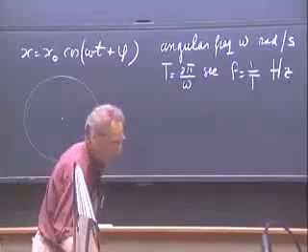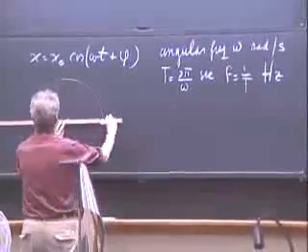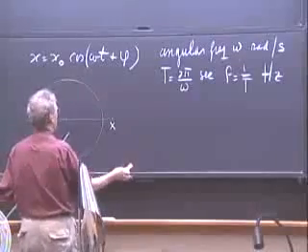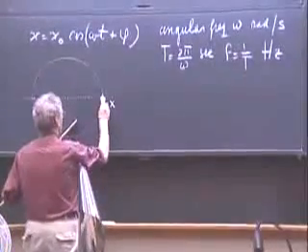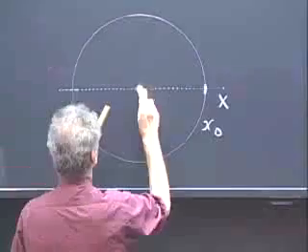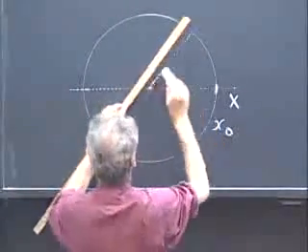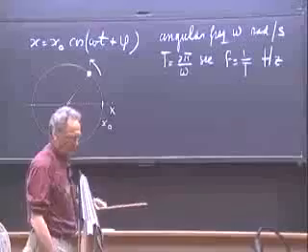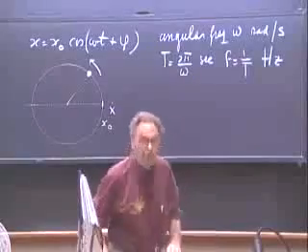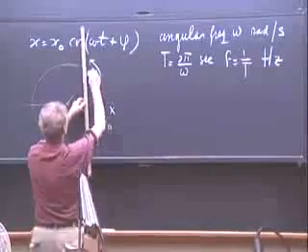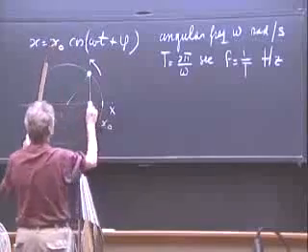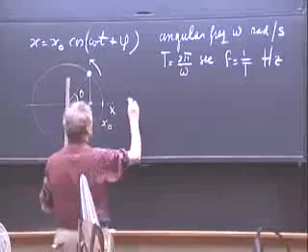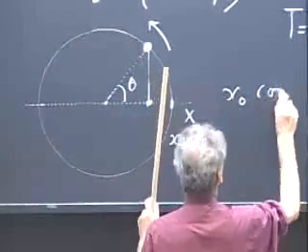So I take, for simplicity, just this horizontal line, but I could take any other line. Let's call this the x direction, and let this point be x0. And I take an object which is rotating around. Here is the object. It's going around. Uniform circular motion. If I project this onto the x-axis, and this angle is theta, then this position here is x0 cosine of theta.